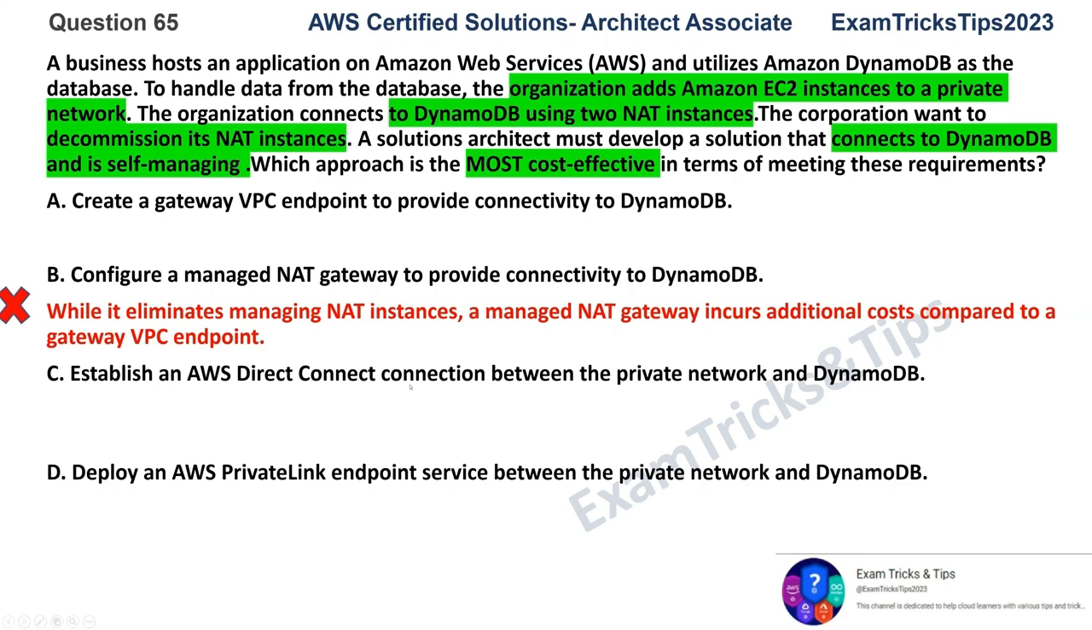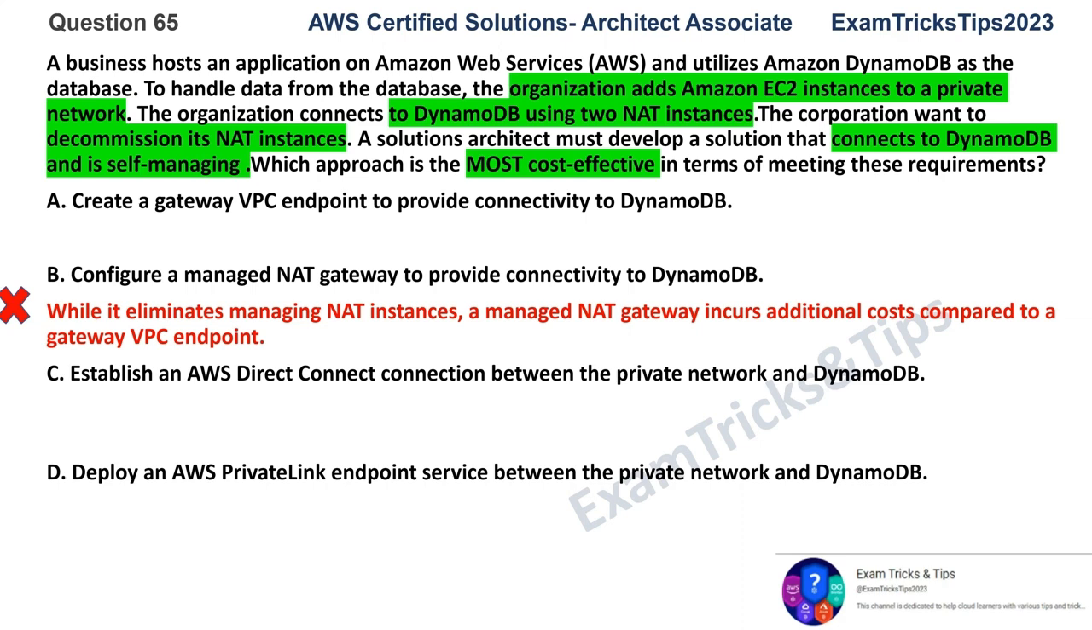The next one is Direct Connect. It says let's use Direct Connect between the private networks and DynamoDB. Now this will work. Technically, theoretically, it will work, but this is an overkill. Direct Connect is not used for connecting services within an AWS zone or a region. It's used for connecting your on-premise services with AWS.